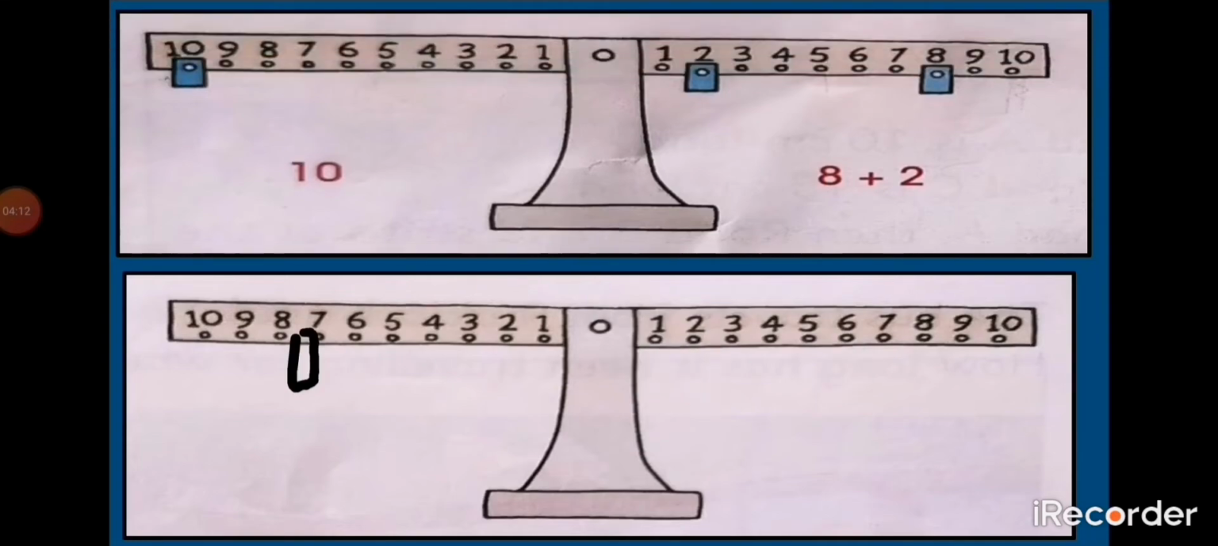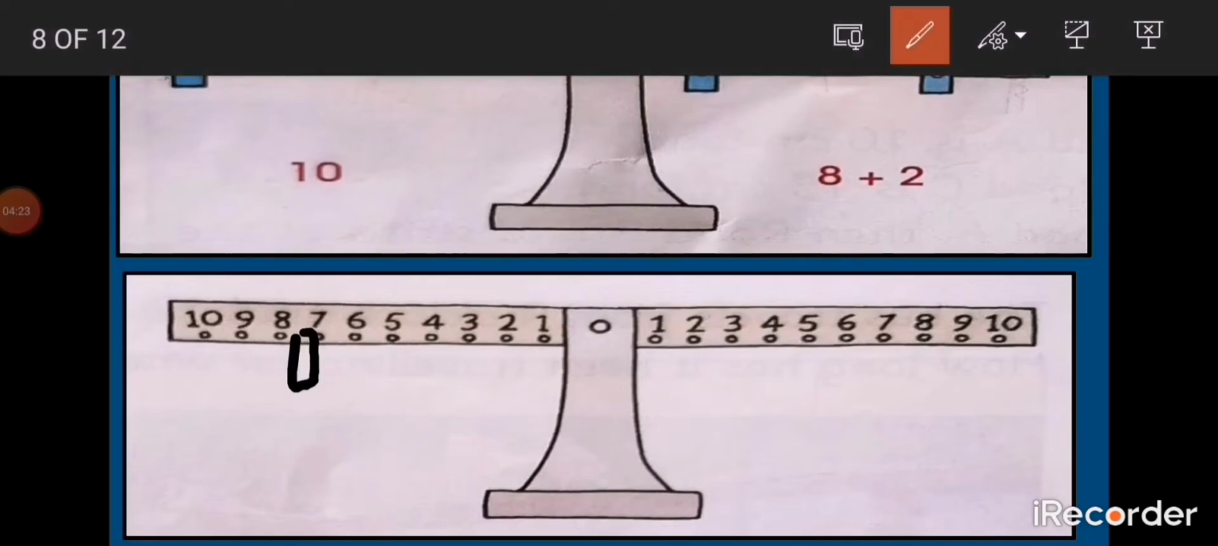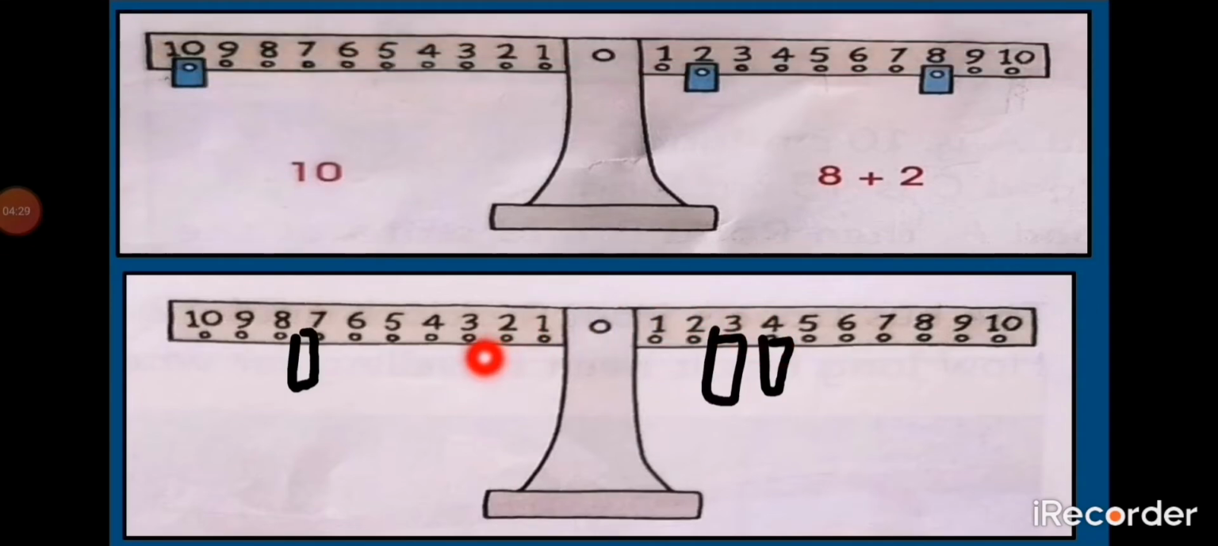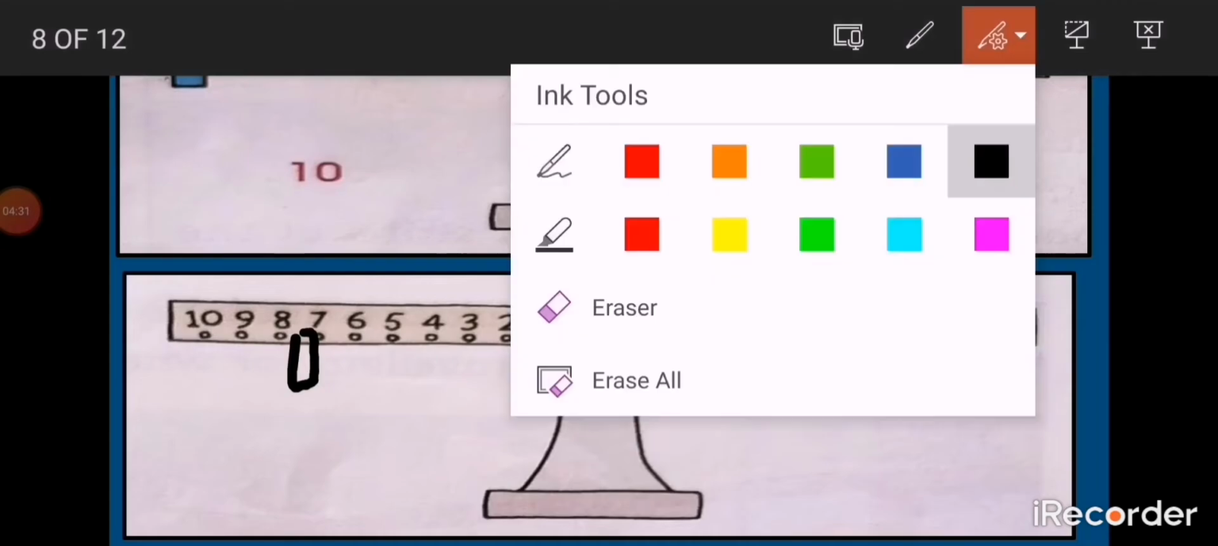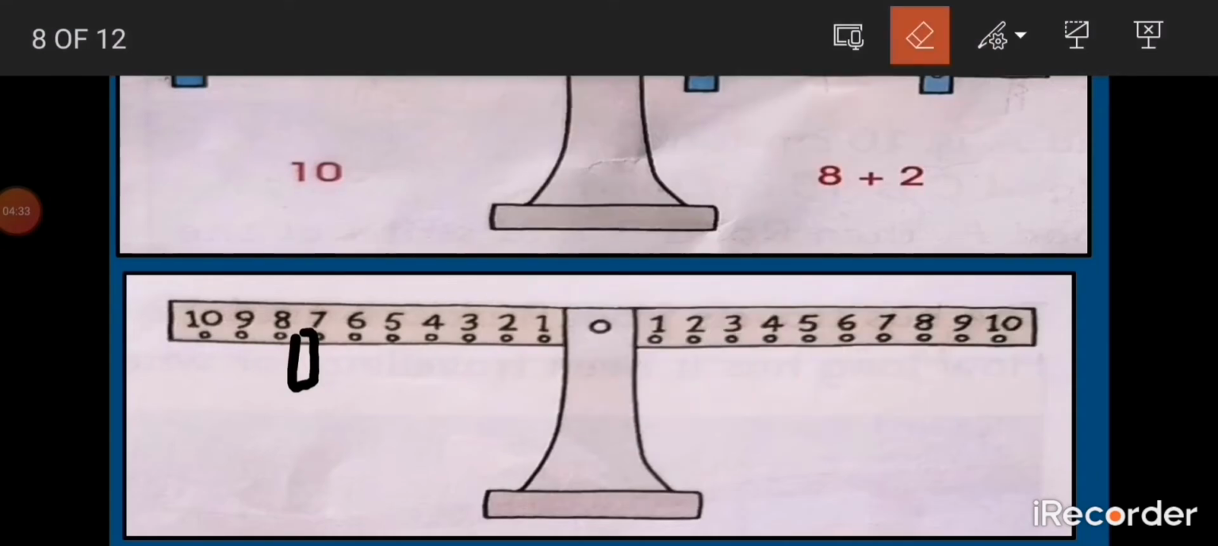Now, one more option. Now choose the number 4. Put 4 in mind. Now I'm counting on: 5, 6, 7. How many numbers have you counted? 3. It means 4 and 3 also make 7. And we can hang the weights on number 3 and 4 to balance number 7. In that way, you will do today's work.